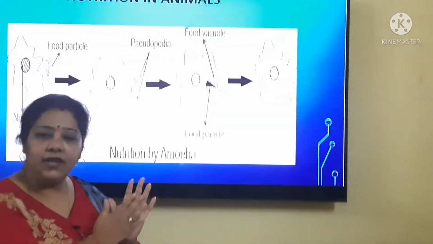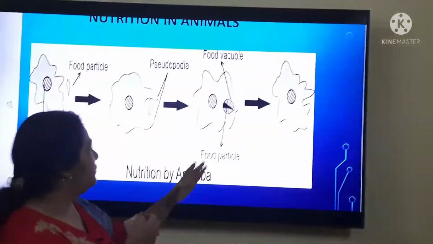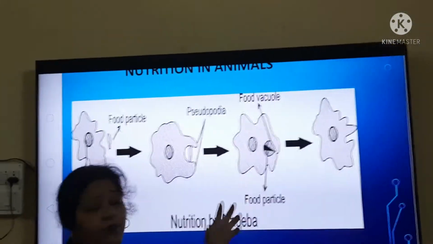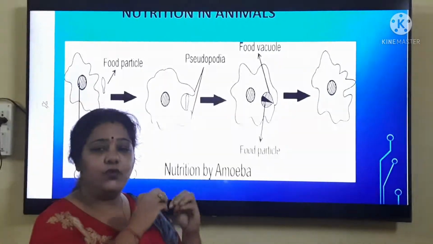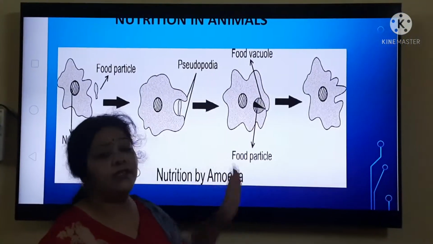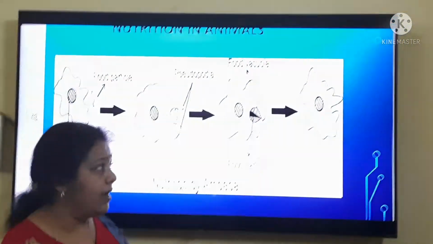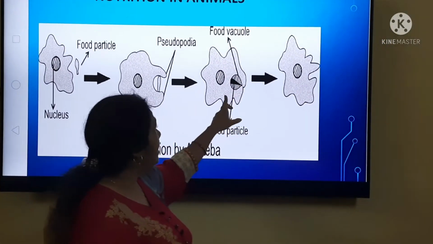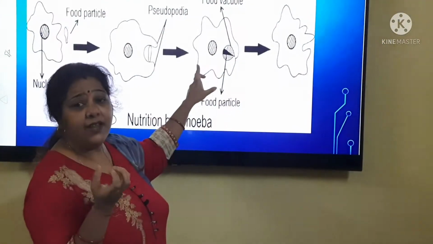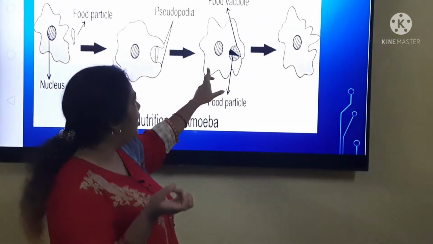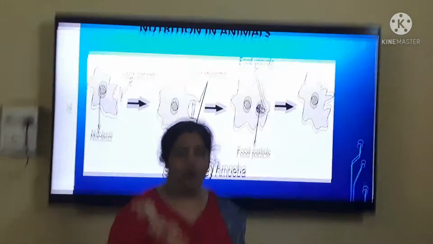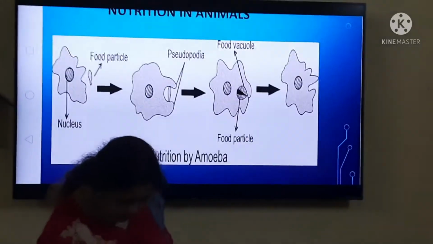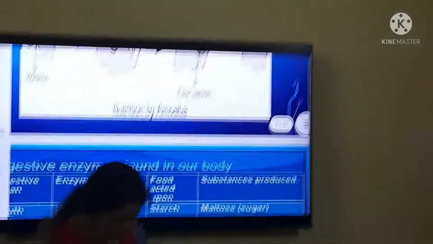Once it enters inside the amoeba, it is called the food vacuole, and then slowly digestive juices are released, and the food gets digested in the body of the amoeba. And afterwards what will happen? This will act as a waste material, and it will be thrown out of the body of the amoeba. So this is it, but right now we are studying about nutrition.